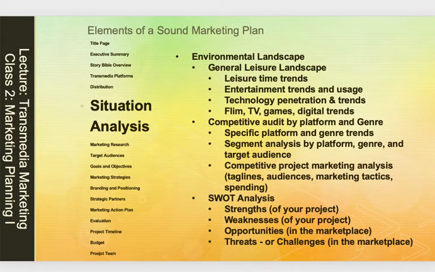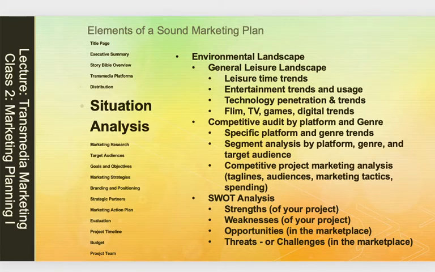So for example, maybe you want to give some information about shows that have come out in the past 5 years that fall into the genre of the new weird or slipstream. So Bosch, Stranger Things, films or shows like that, that you can say that now that there have been so many slipstream or new weird genres being streamed on these services, that maybe there's a trend building to create more slipstream TV shows. Segment analysis by platform, genre, and target audience, and a competitive project marketing analysis. So taglines, audiences, marketing tactics, and spending.